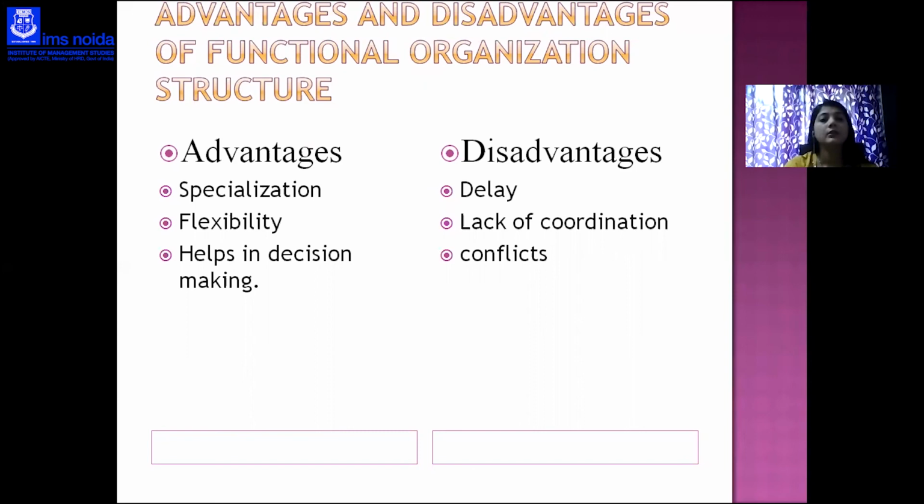So these are the types of organization structure that I explained. In a nutshell, I would like to say that every organization structure has its own pros and cons, and it should be structured keeping in mind the organizational objectives, the mission of the organization, and the sales objectives.